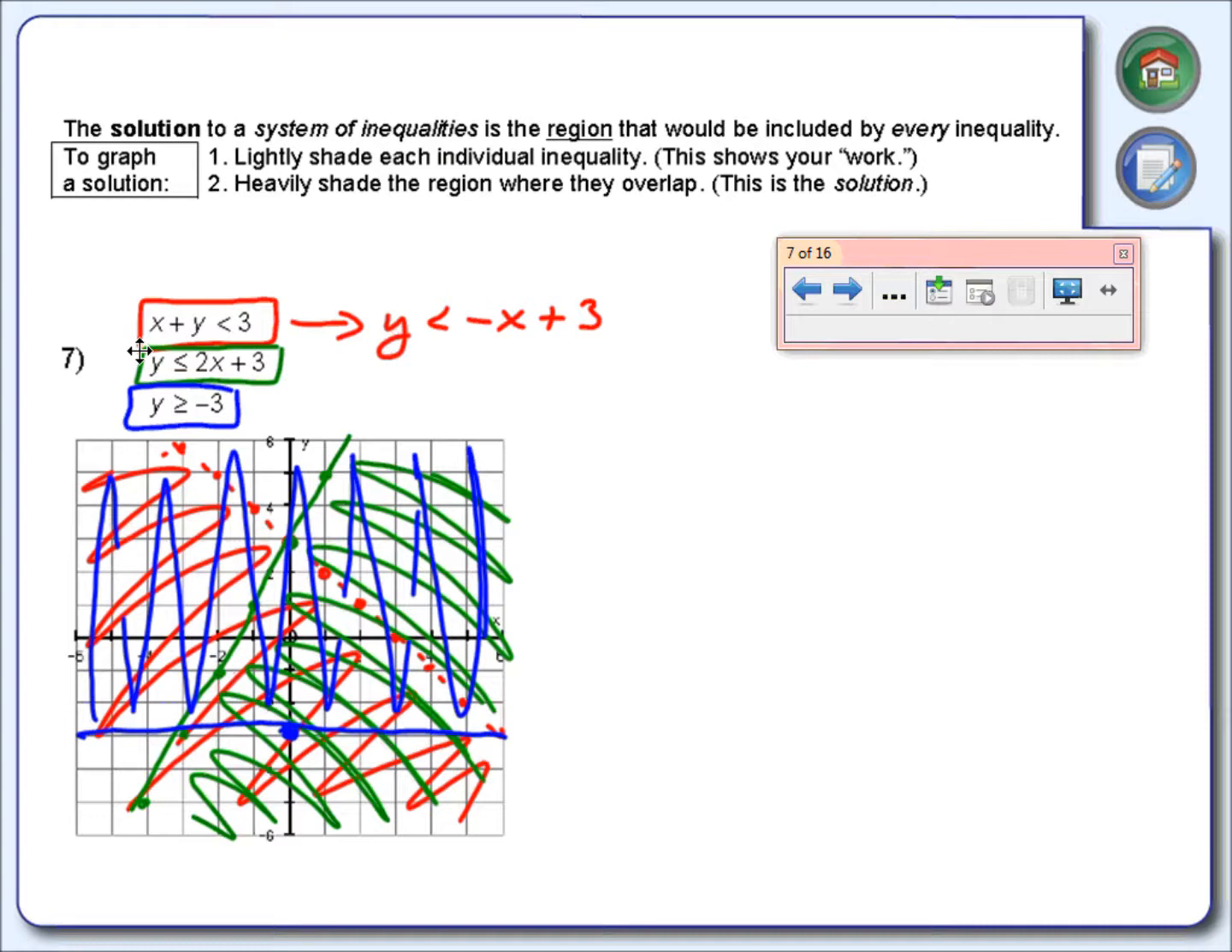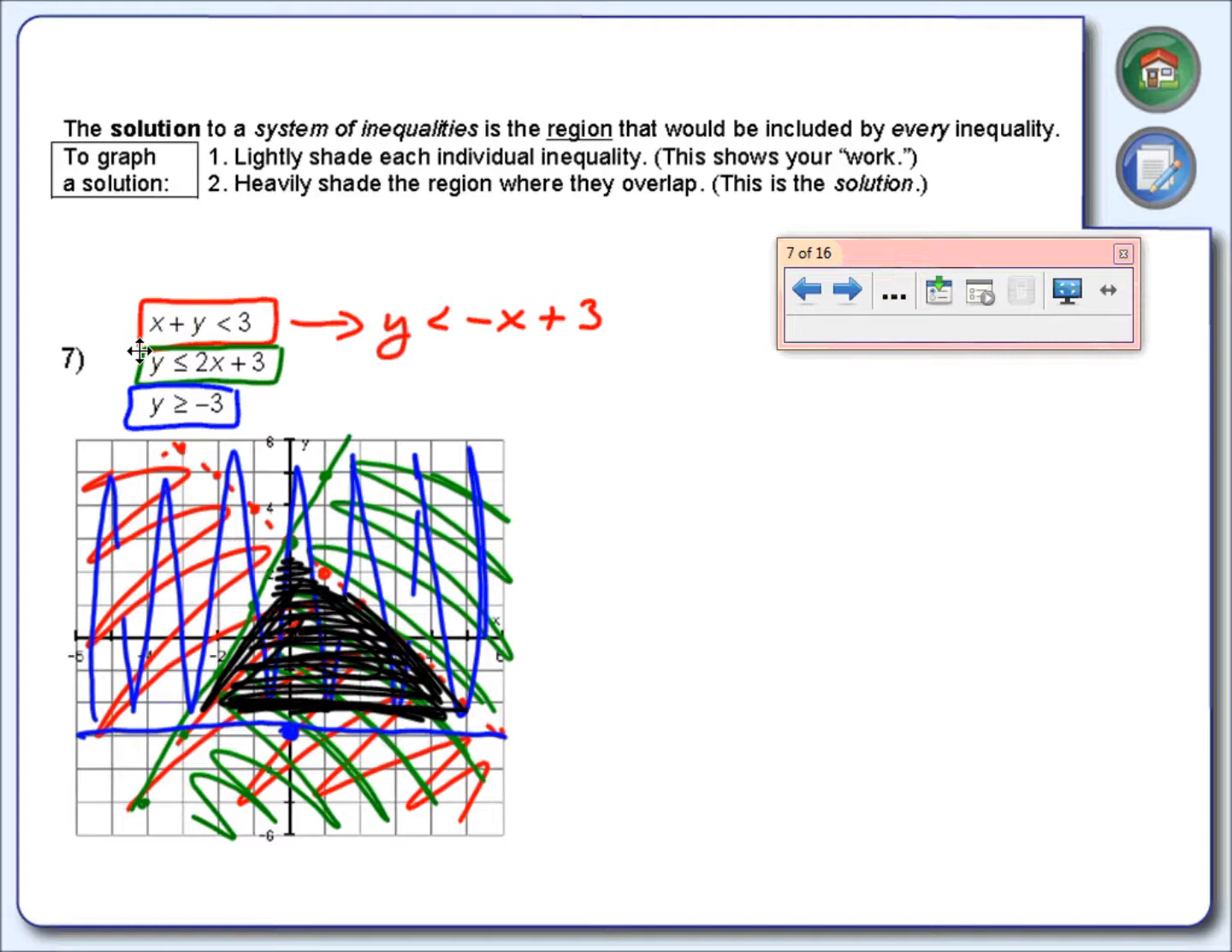Now we got to go in there and see if we can find the part where all three colors overlap. And wherever that section is, that's the part we're going to darken in. Looking for all three colors that overlap. If you look closely, that part is going to be this little triangle that's right in the middle. This is where all three colors meet. So all of our solutions are going to be within this little triangle in the middle of our graph. Those are the ordered pairs that satisfy all three of these inequalities.